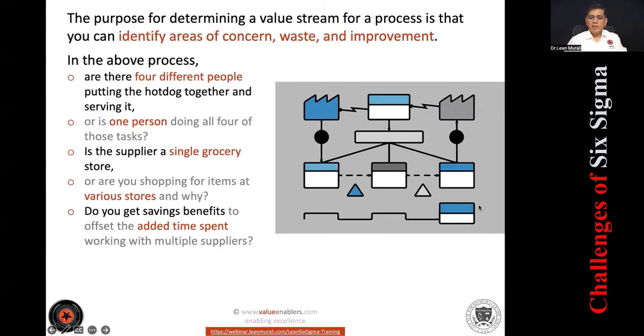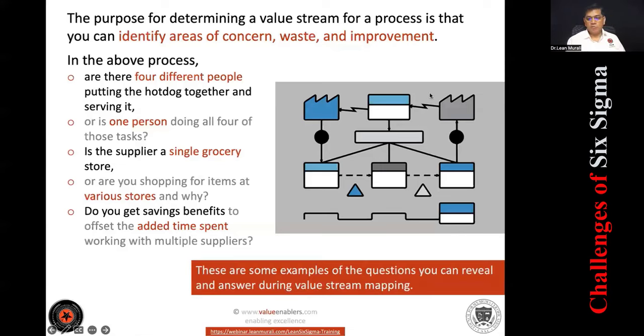And also here, you can ask, do you get saving benefits to offset the added time spent with multiple suppliers? So you can see which one is better. One person doing all the 4 tasks is better, or 4 different persons doing is better. Buying from one grocery store is better, or multiple grocery stores is better, and so on and so forth. So these are some examples of the questions that you can reveal and answer during value stream mapping.